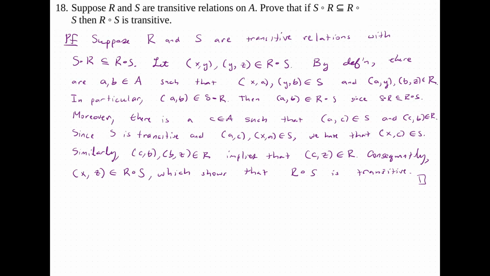And now we use the fact that S is transitive. In particular, (a, c) and (x, a) are in S. Transitivity then gives us (x, c) is in S. And now similarly, (c, b) and the ordered pair (b, z) being in R implies that (c, z) is in R. And so now we get (x, z) is in R compose S, which shows that the composition of R with S is transitive. And that finishes it off for this one.